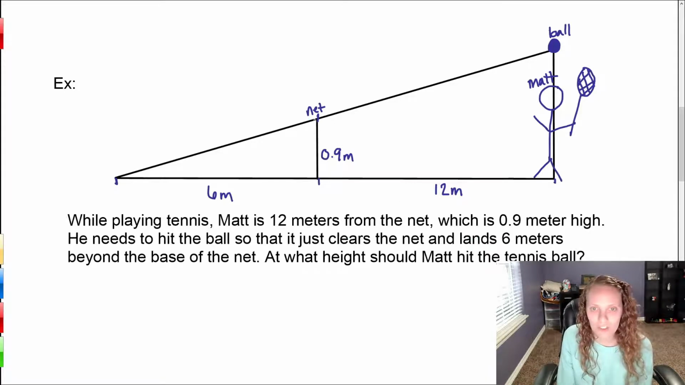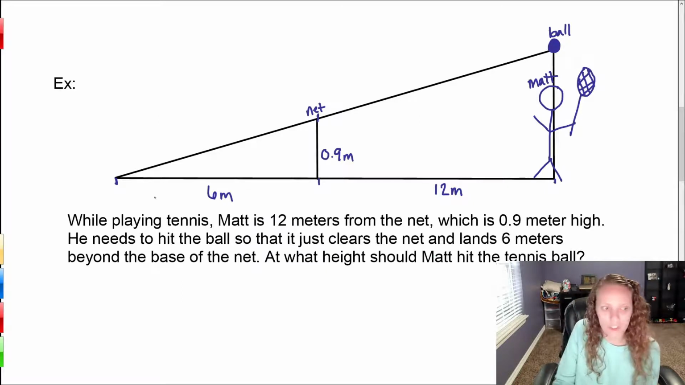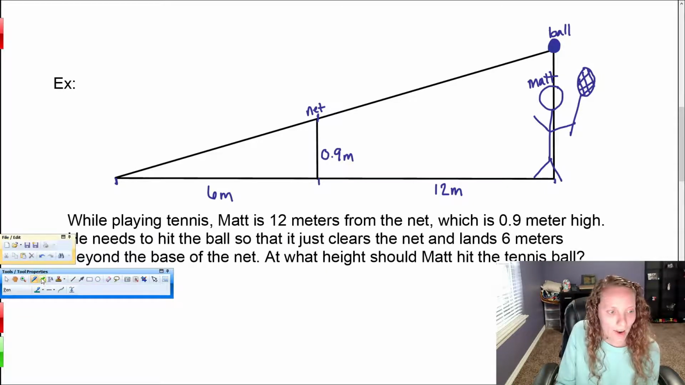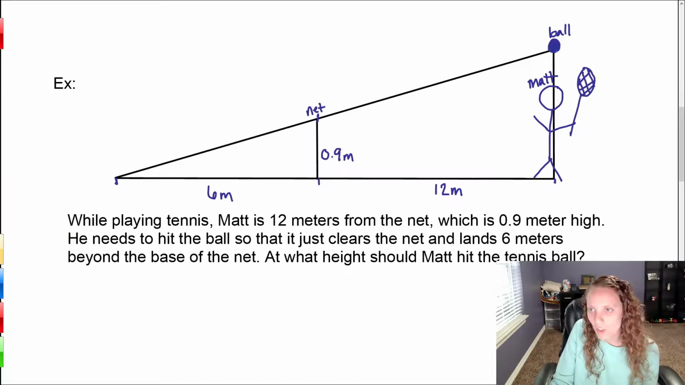So we're going to try to clear the net without actually hitting the net and land 6 meters beyond the base of the net. So we want it to land right here at this corner, 6 meters away from the net. At what height should Matt hit the tennis ball? So ultimately we are trying to figure out how high up should he hit the tennis ball. So we're trying to figure out this distance right here.